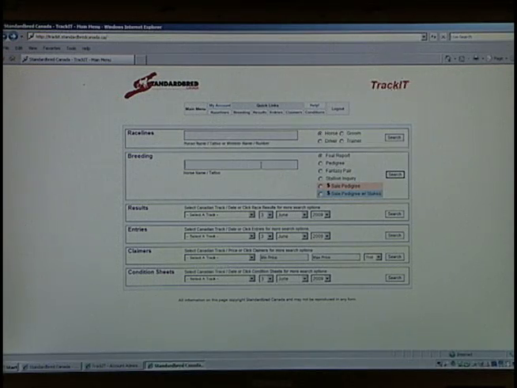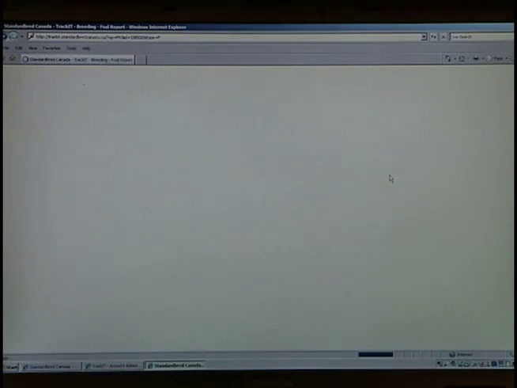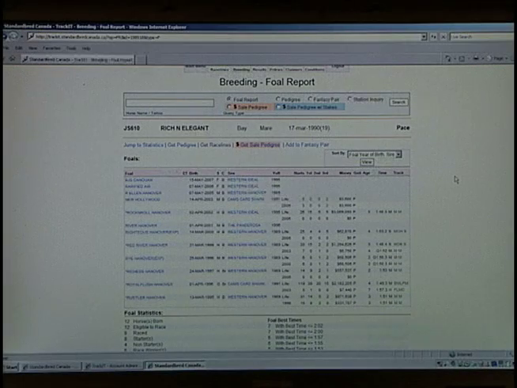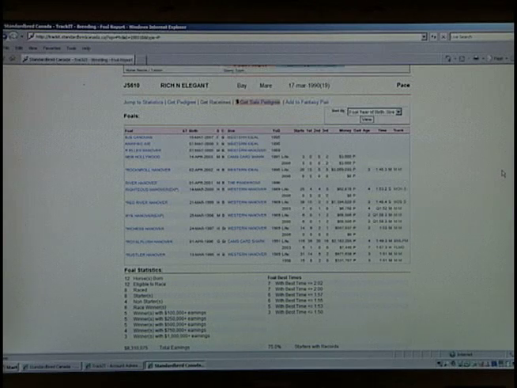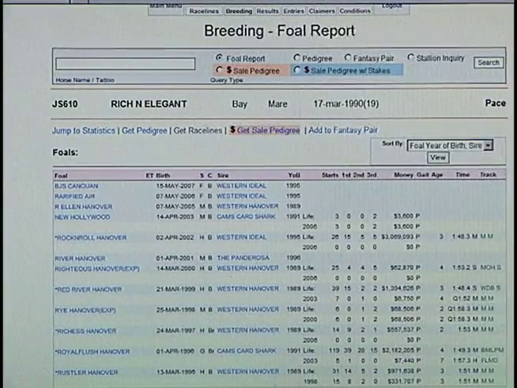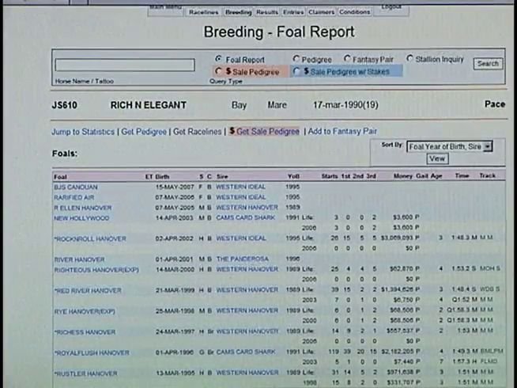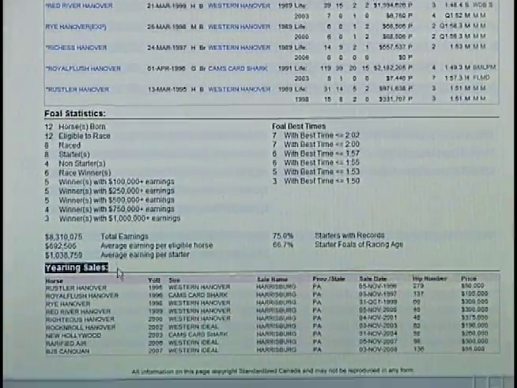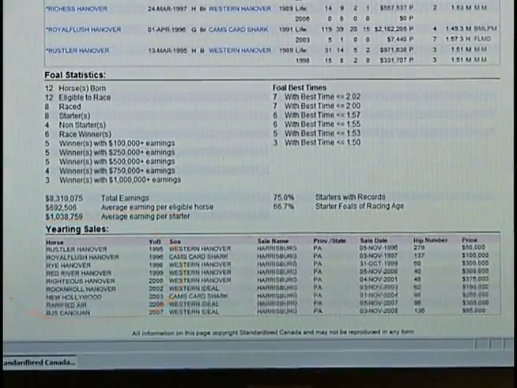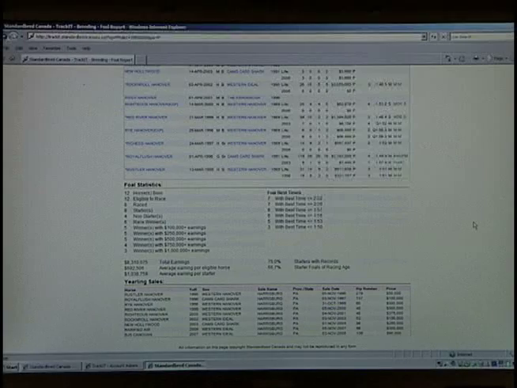Perhaps type in a mare like Rich and Elegant, who's had such a great production record over the years. So when you click on her, there you get her complete full history, including her most recent colt by the name of BJ's Canawan, a Western Ideal. But you look back through the family: Royal Flush, Hanover, Red River, Rock and Roll. So it gives you an indication of this horse's potential early on. And what's also interesting is the complete sales history as well. You're right, yeah, very good information at the bottom. And you see he's on the bottom, the most recent one, and he sold for $95,000 at the Harrisburg sale in November of last year.